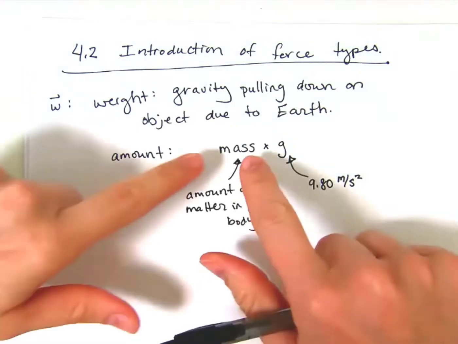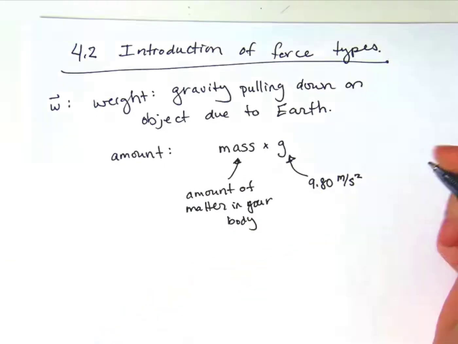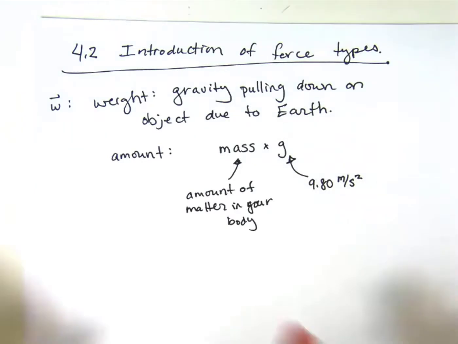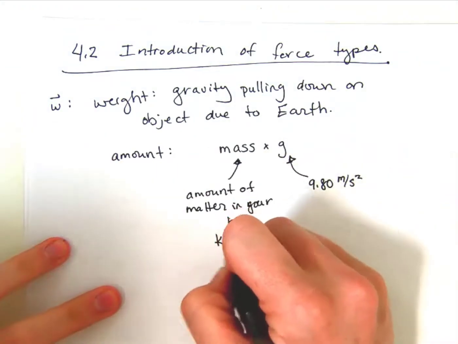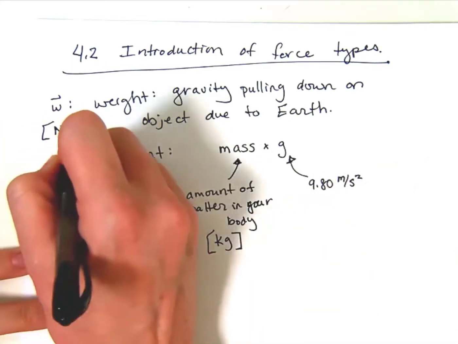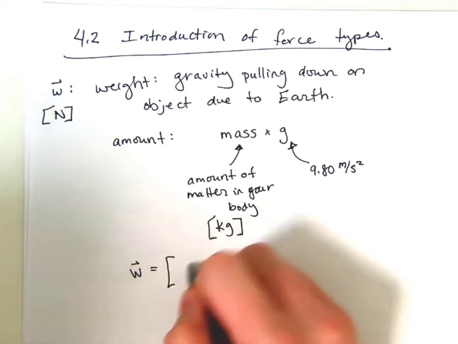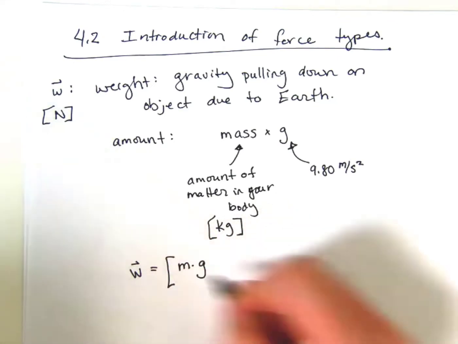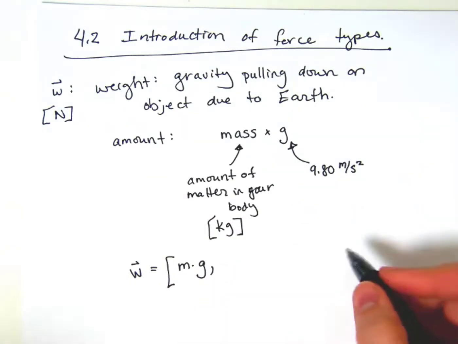So if I had more mass, gravity would be stronger and pull down on me. So just be careful to keep track of your units, and that'll help you keep mass and weight separate. Mass is in kilograms, and weight is in newtons. So let's do this. Weight is mass times the acceleration of gravity, and its direction is always going to be vertically down.